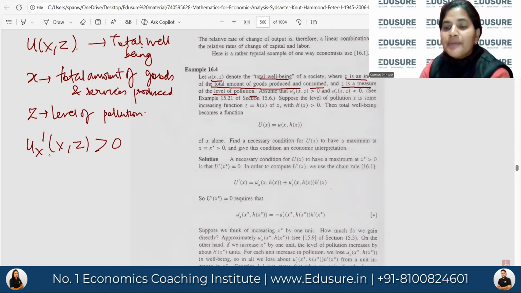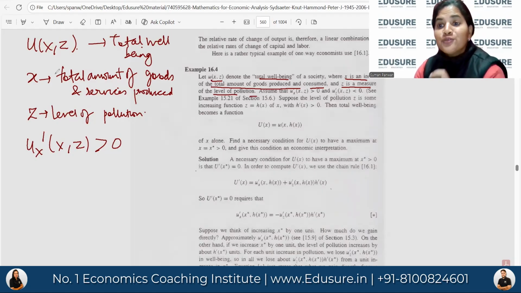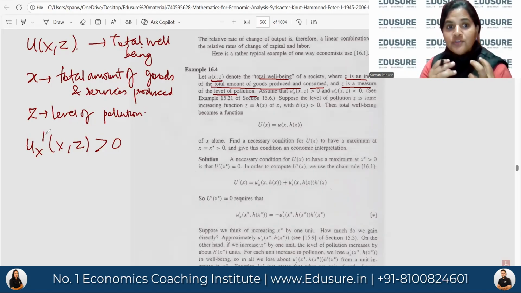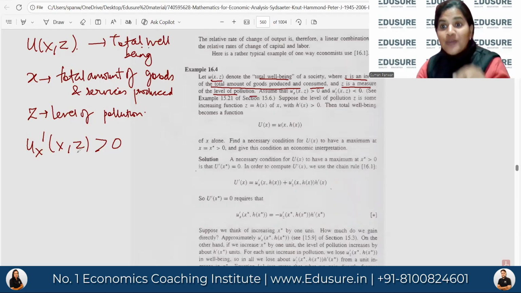What does this mean? It means that when x changes by 1 unit, what happens to the total well-being? So it is saying that if the number of goods which are produced and consumed increase, the total well-being also increases. This is what it means, and that is very logical to understand. Nothing else should happen.